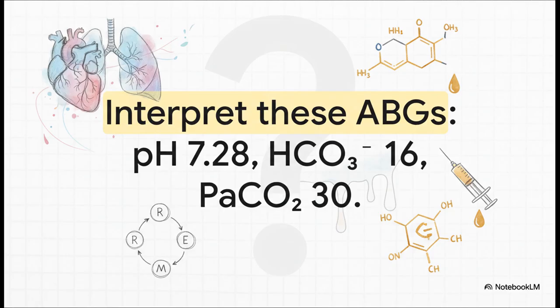All right, time for a pop quiz. Let's apply what we've learned. You've got a patient with DKA, and these are their ABG values. Take a second, use your ROME mnemonic. How would you interpret this?